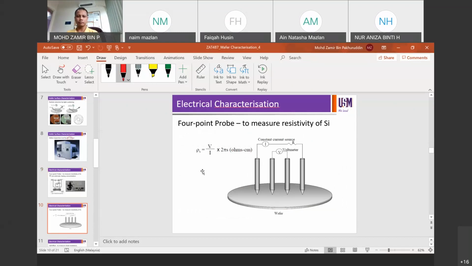So that's how it works. Rho, the resistivity, is given by V over I, the voltage measured over the current passed through, times 4 pi S. The value is normally in ohm cm. The typical one is like 1 ohm cm, 2 ohm cm, which usually corresponds to 1.5 times 10^16 per centimeter cube. It actually depends on what type of doping you need for your fabrication process. Some devices might need 10^17, some might need 10^16, some might need even lower than 10^15. So it really depends on what sort of devices we are fabricating, right?